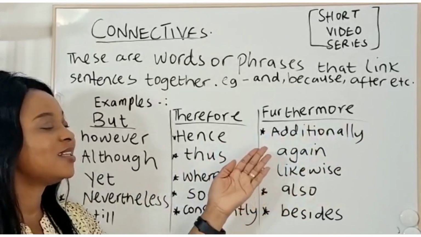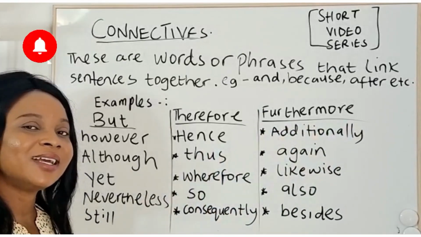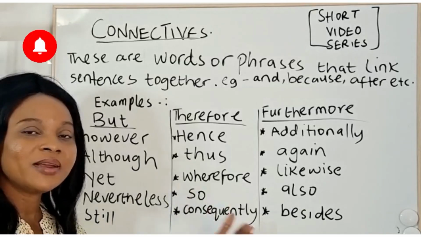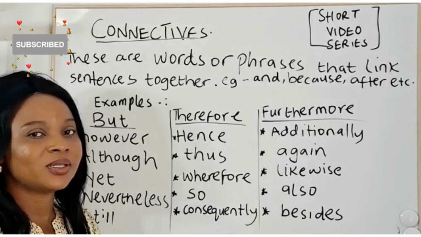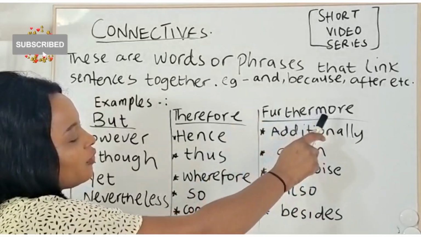Additionally. Another word you can use is "again". You know, you hear people say, "Then again, she did this." "Then again, let's think about it in this way. What if this happens, and what if this is the consequence?" So "again" is another word you can use in place of furthermore.